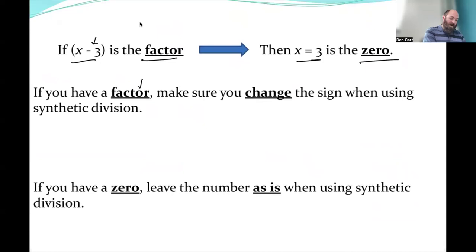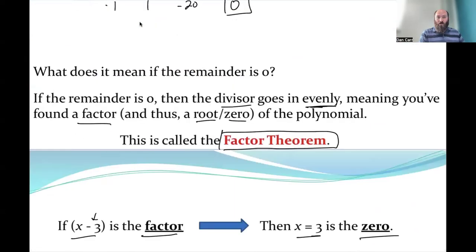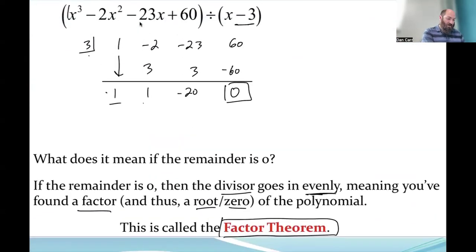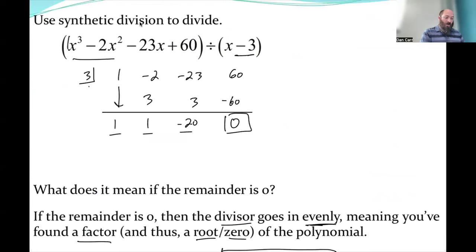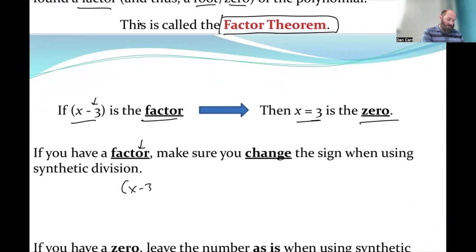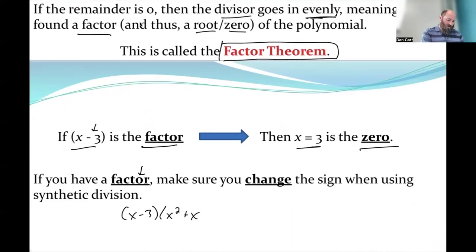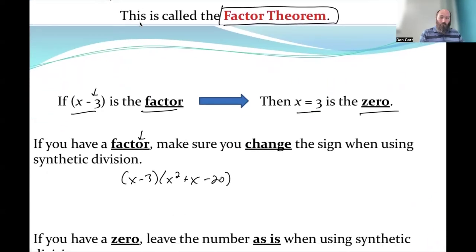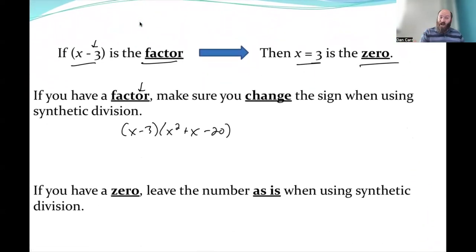So let me come back to this factor idea real quick. Now, if I look at the results here, I've got these as my two values. If I were to factor this right here, the factoring would look like this. It would be x minus 3 times x squared plus x minus 20. This is what I mean by it's a factor. I can factor this out of what's there, okay?